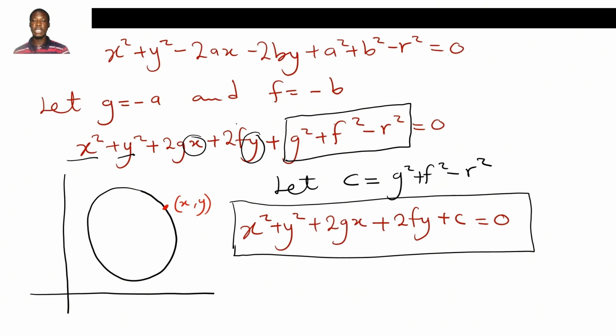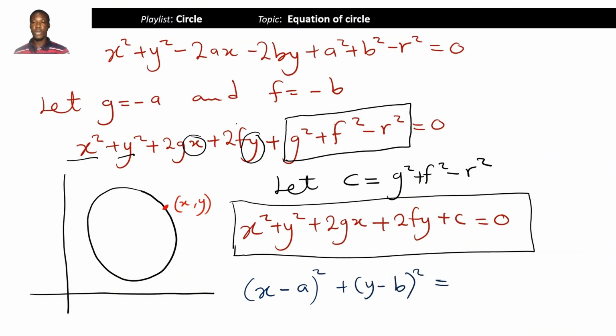Or we can also quote it as x minus a all squared plus y minus b all squared is equal to r squared. This is also acceptable as the equation of a circle. After all, we simplified this to get the longer one that we have there. Okay.